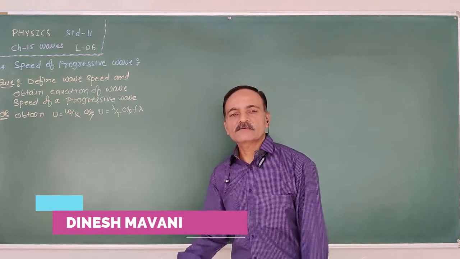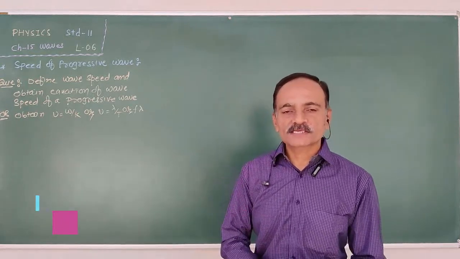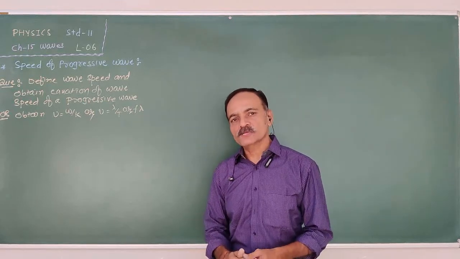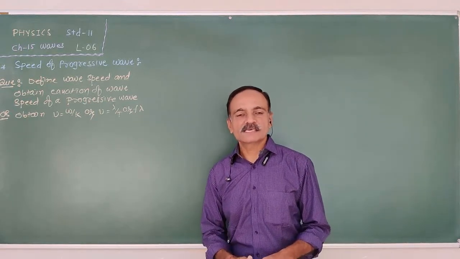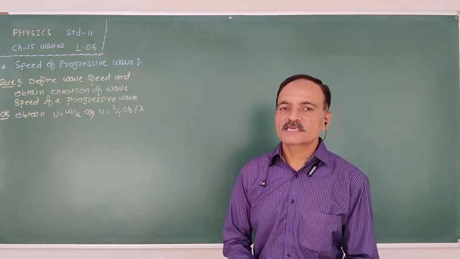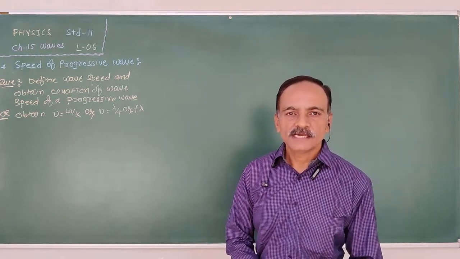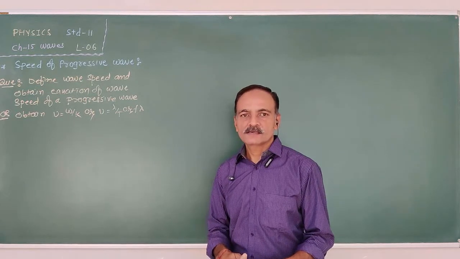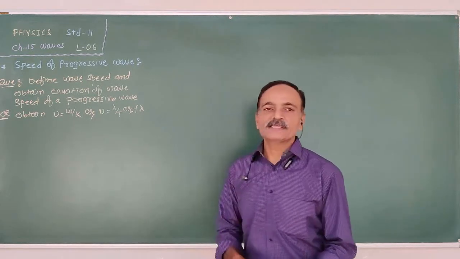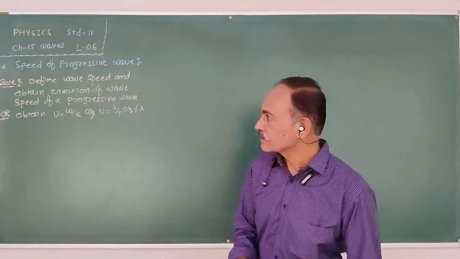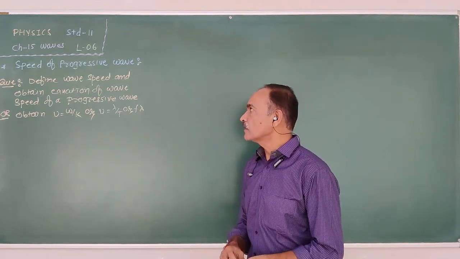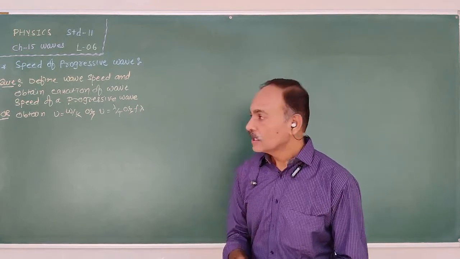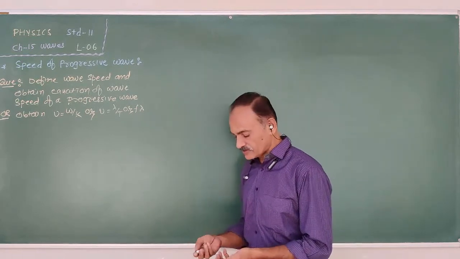Today we are going to discuss the speed of a progressive wave, to derive the equation of the speed of a progressive wave. Already we discussed some terminology for the wave: the frequency, periodic time, angular frequency, wave speed, and also the phase and the wave equation. Now, after getting knowledge about this terminology, what is the equation of the wave speed for the progressive wave? First, the definition of the wave speed.